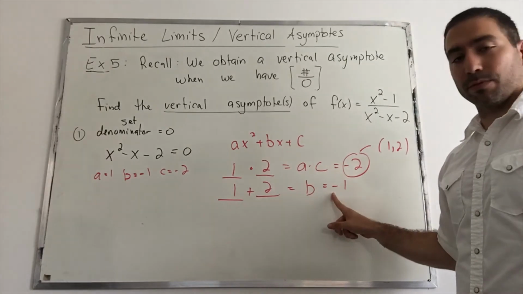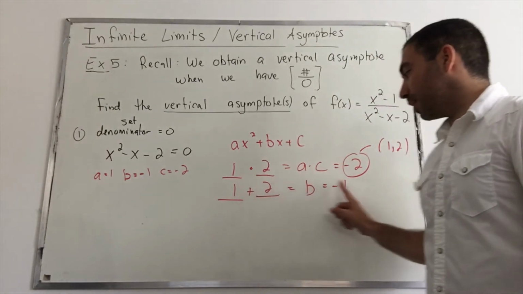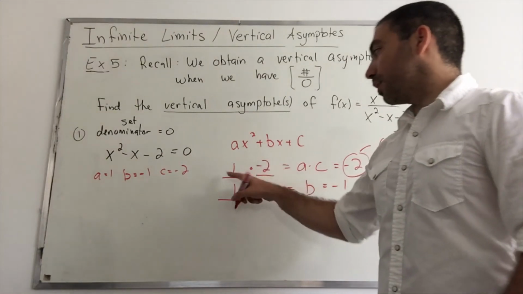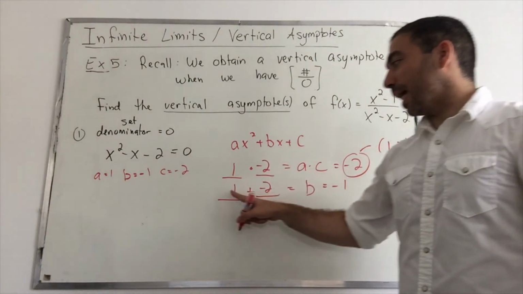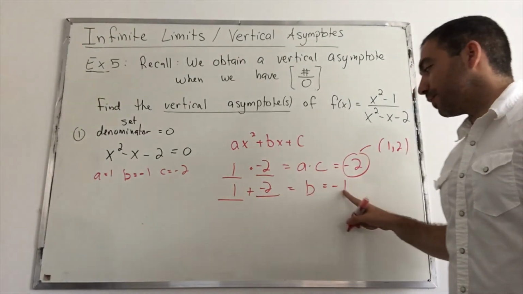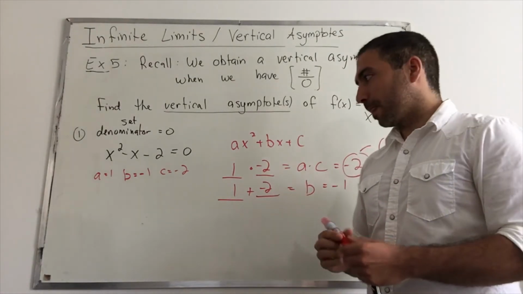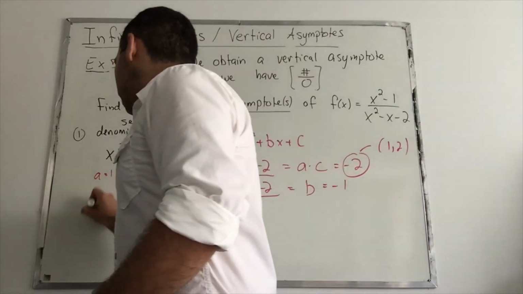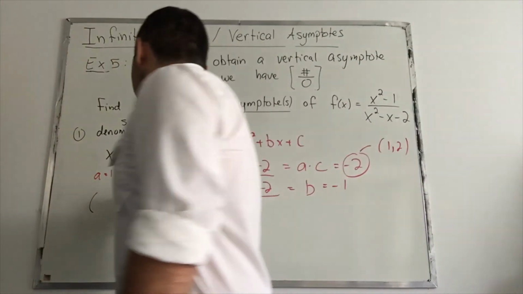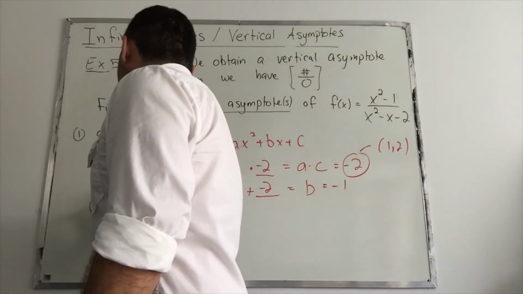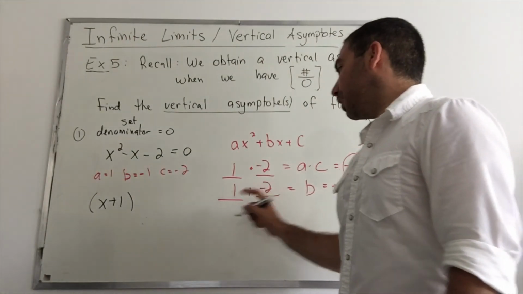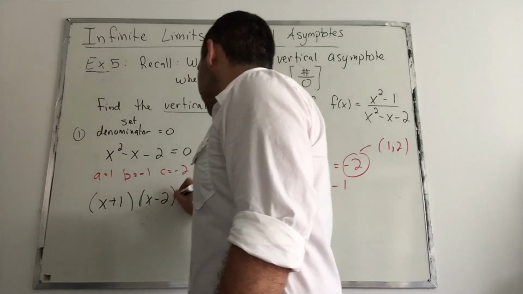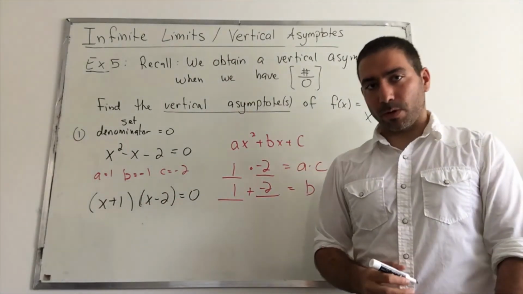Your b here is negative 1. So when you add these two numbers, you have to get a negative value, meaning that the larger number has to be negative. Because 1 times negative 2 is now negative 2, and 1 plus negative 2 gives us negative 1. We found our roots. So this over here transforms into x plus 1, that was our first root, it's positive 1, and the second one is x minus 2, equals 0.